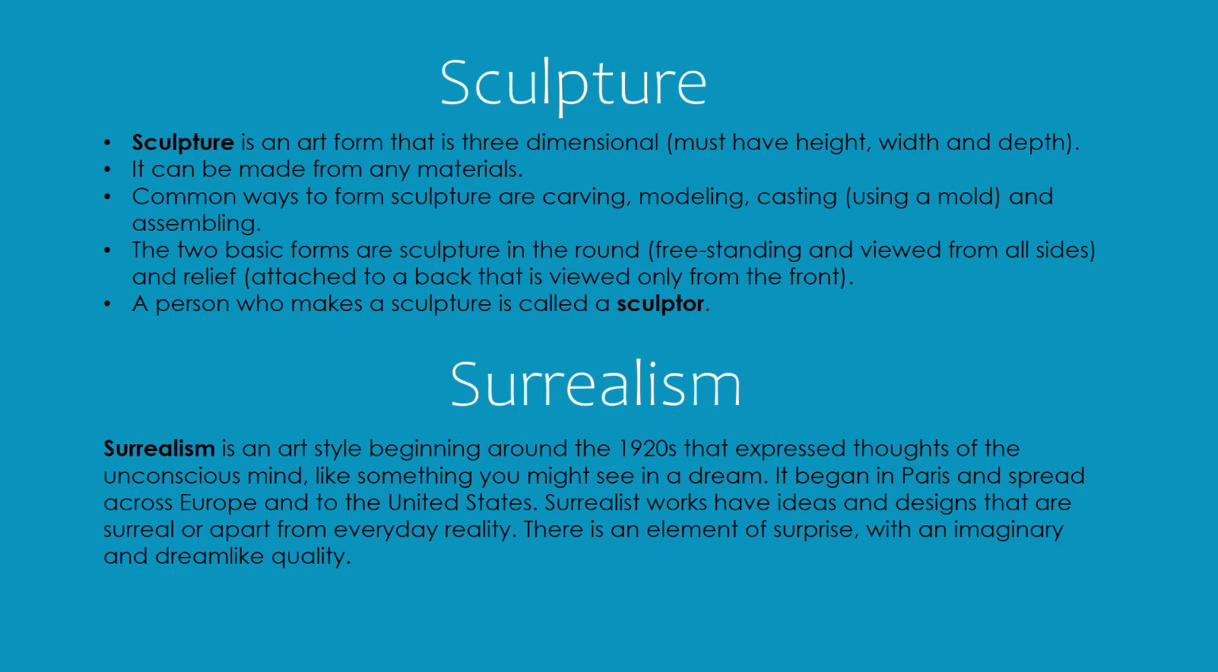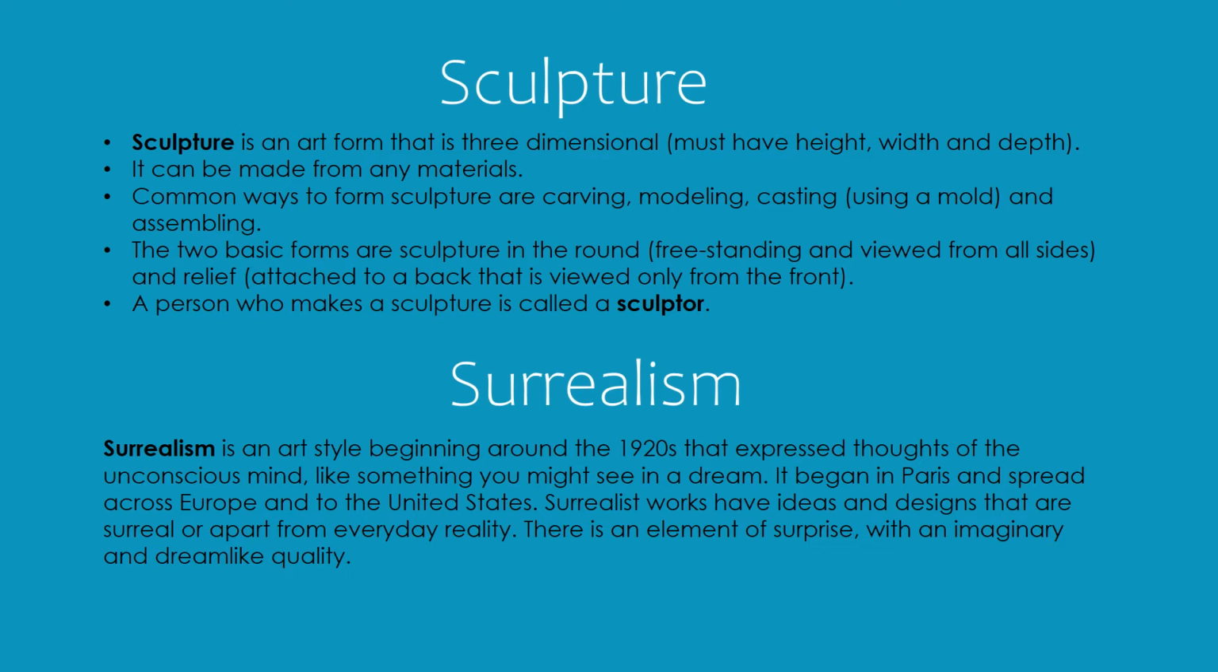Let's learn about sculpture. Sculpture is an art form that is three-dimensional, must have height, width, and depth. It can be made from any materials. Common ways to form sculpture are carving, modeling, casting, using a mold, and assembling. The two basic forms are sculpture in the round, freestanding and viewed from all sides, and relief, attached to a back that is viewed only from the front. A person who makes a sculpture is called a sculptor.